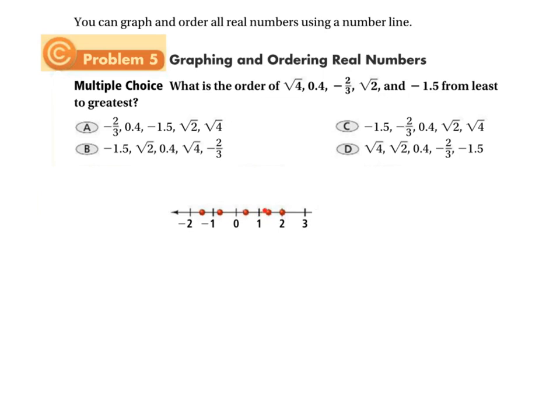We have a point here between 1 and 2 for root 2, and we have a point here exactly at 2, which is the same as root 4. Okay? And as you can see, putting all those numbers in place, that's the order that we get. So which one has that correct order to it? That is going to be answer C.